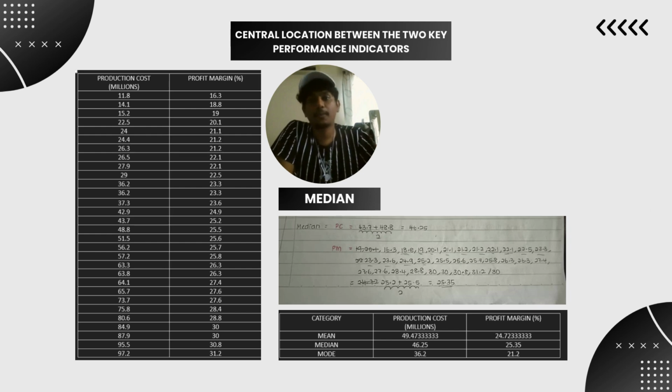In the production cost column, the 15th and 16th digits are 43.7 and 48.8. We add them up and divide by 2, so the answer is 46.25. That is the answer for production cost. Meanwhile, for profit margin, the 15th and 16th digits are 25.2 and 25.5, added up and divided by 2. The answer is 25.35. That is the median for both production cost and profit margin.